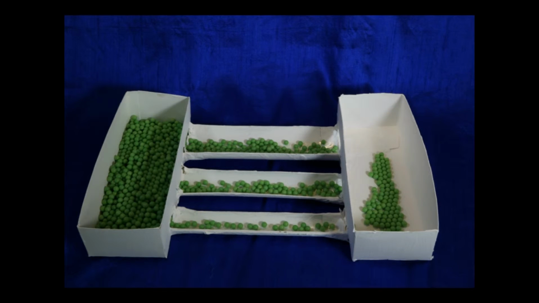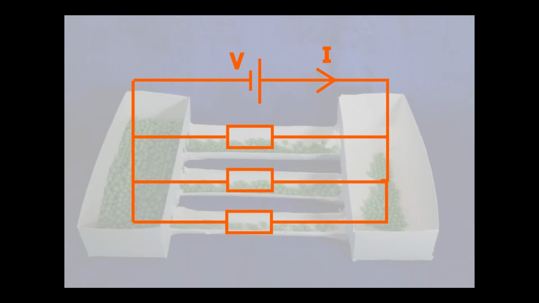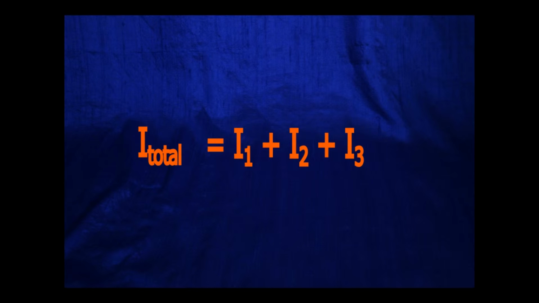Resistors in parallel. Parallel circuits provide many routes for the charge to flow along, so more current flows than with a single resistor. The voltage drop is the same across each resistor. The total current flowing is the sum of all the individual currents.